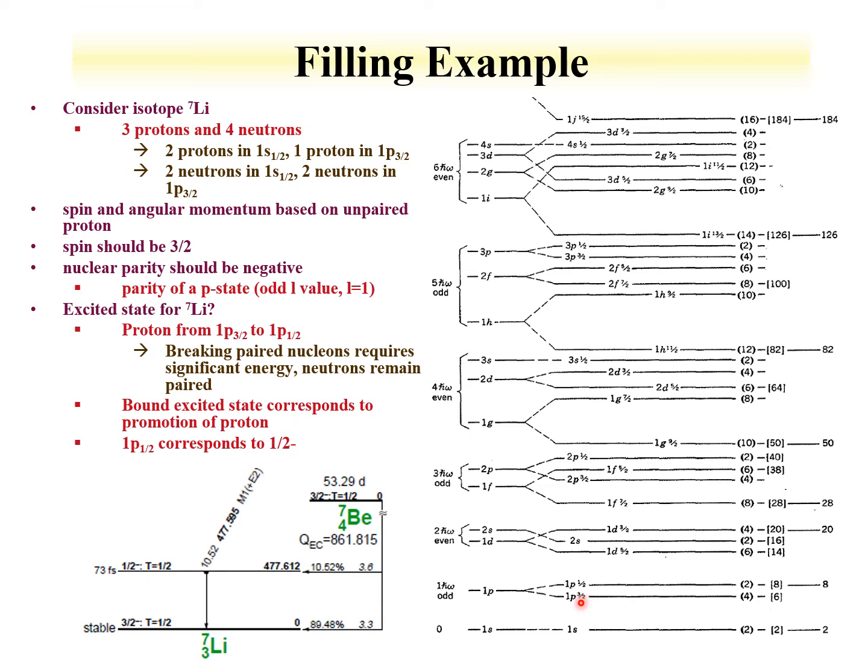So the unpaired nucleon would be living in this 1p 3/2. The next state up would be the 1p 1/2 state. We would expect the excited state of lithium-7 to have a spin and parity based upon the 1p 1/2. So the spin would be 1/2. The parity is based upon the angular momentum p. It's an odd L, so it should be negative parity. We would predict that it would be 1/2 minus, and that is what we see. The excited state's 1/2 minus, and it correlates with the shell model.